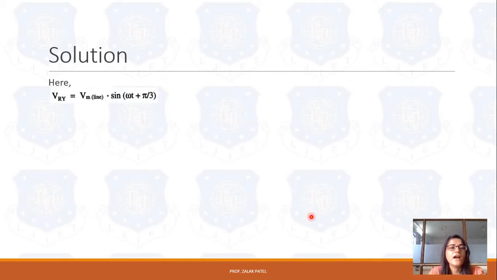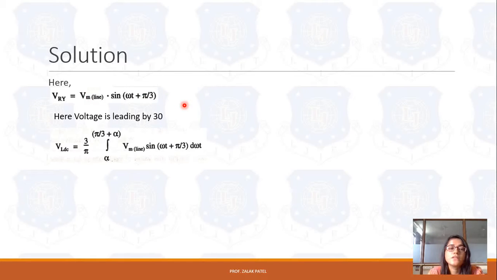Here Vry can be written as Vm sin omega t. Now this Vry is nothing but the phase voltage, and Vry is equal to Vm sin omega t plus pi by 3. That means Vm of line into sin omega t plus pi by 3. Now the voltage is leading by the angle 30 degrees.